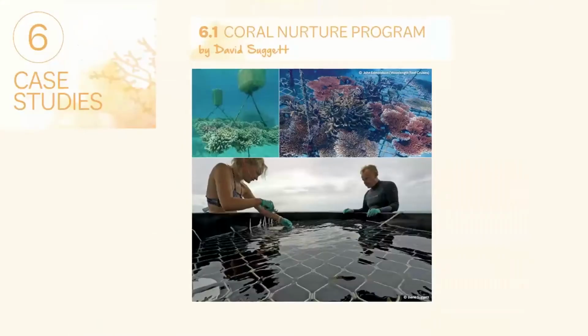The first case study is the Coral Nurture Program that was written by David Suggett. The program is based in Australia on the Great Barrier Reef with the objective of developing low-cost approaches to coral reef restoration that could be championed by the tourism industry. The project was started in 2018, and as of May 2020, they already had established over 50 nurseries and planted over 17,000 corals across 6 high-value tourism sites. They have now entered a new phase of the project. It's been a little slowed down with COVID, but they aim to involve even more tourism operators as well as traditional owners to scale up their efforts.